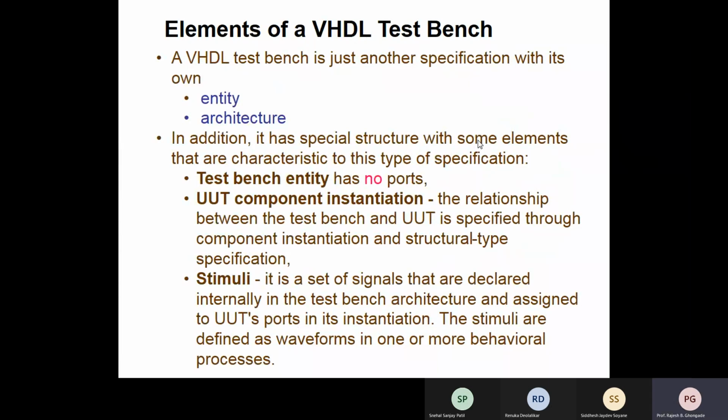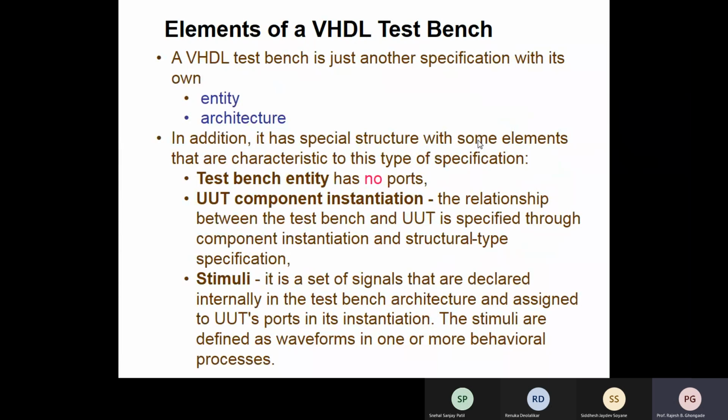Let us have a deeper look into the elements of the test bench. A VHDL test bench is just another specification with its own entity and architecture. In addition, it has a special structure with some elements that are characteristic of this type of specification. Remember one thing, that the test bench entity has no ports. Unit under test component instantiation is done, that is, the module that you want to test is actually instantiated. The relationship between the test bench and the UUT is specified through the component instantiation and the structural type specification. So test benches will always be of structural type.